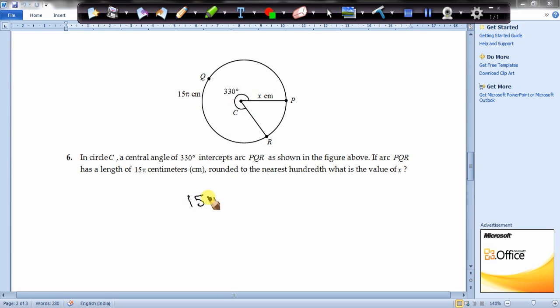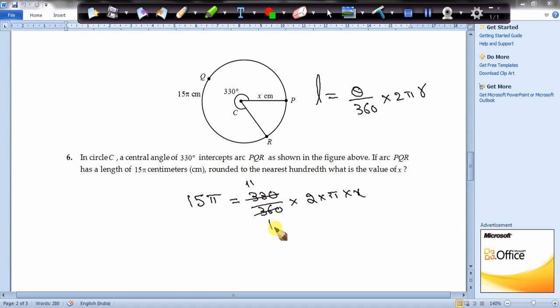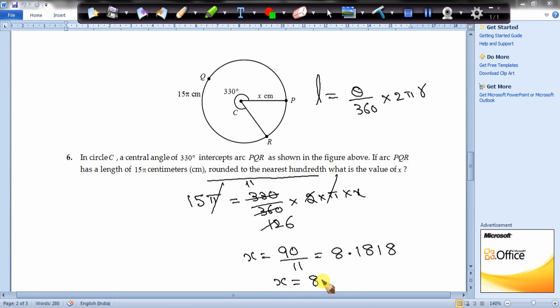Length of arc is given by, since it is in degrees, theta by 360 into 2 pi r. So 15 pi is equal to 330 by 360 into 2 into pi into x. This goes 11 times, this goes 12 times, pi gets cancelled, this goes 6 times. Therefore x is 90 by 11. So 11 goes 8 times, 88, remainder 2, then 21, 8 again, and so on. But they are asking to round to the nearest 100th, therefore x should be equal to 8.18.